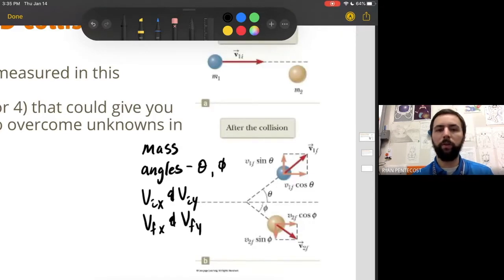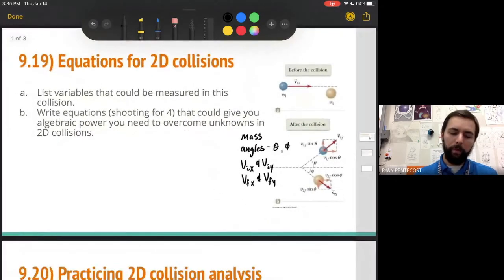Now this is going to be very similar to kinematics, where things that happen in the X are completely independent to things that happen in the Y. So these are the things that we can measure, right? These are the fundamental variables that make up this collision. Now, what we want to do is write equations. We want to shoot for 4 that could give you an algebraic power that you need to overcome unknowns in 2D collisions.